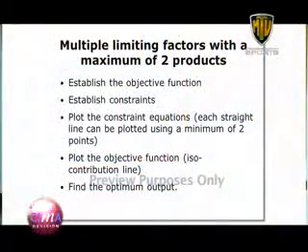Start off by establishing an objective function. So in very simple terms, calculate the contribution per unit of the 2 products that you have, right? And the objective is going to be to maximize the contribution that you earn from those 2 products, right? So you form an equation just based on the contribution per unit of the 2 products.